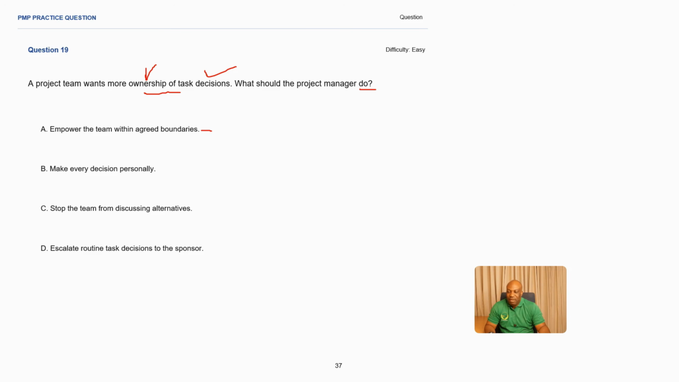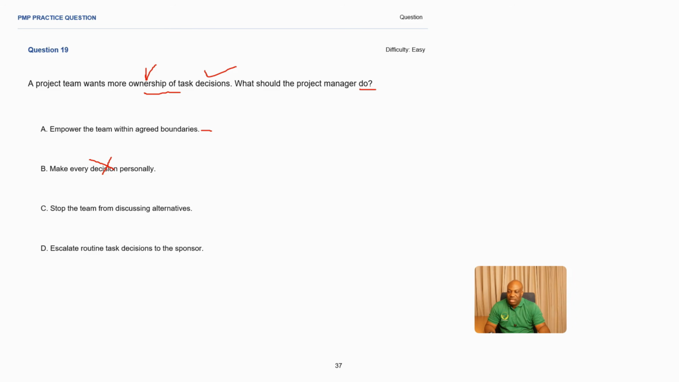Then B, make every decision personally. This is not going to resolve the problem. The team wants some ownership of making these decisions, and then you make every decision as a project manager. So definitely, this answer is eliminated. The mindset is that a project manager is not a subject matter expert, but the team is.